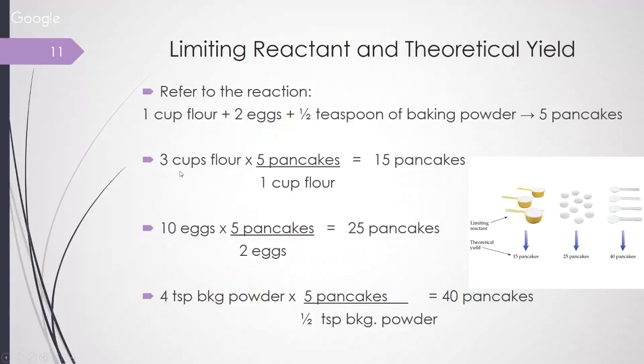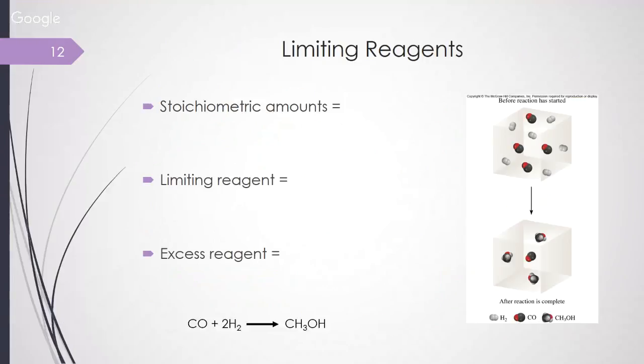So basically what this tells us then with any given recipe, you go to your pantry and you say, what is the most amount of something I can make based on what I have on hand? So that is what's called a limiting reactant.